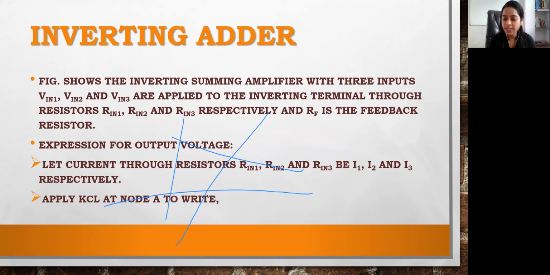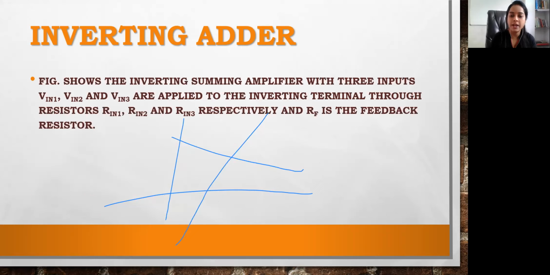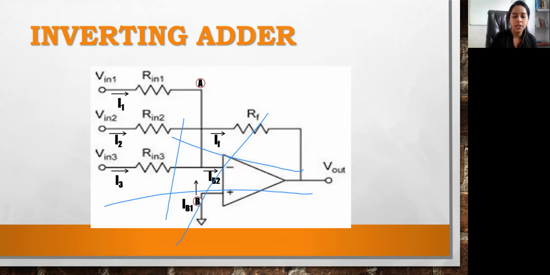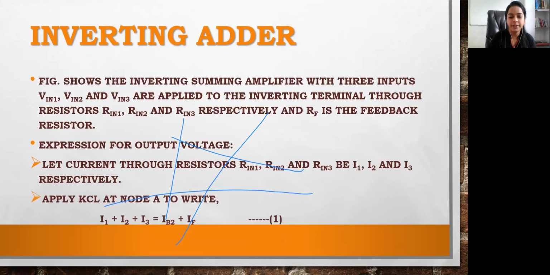Now we have applied KCL, Kirchhoff's current law, at the node A. We can write the equation as I1 plus I2 plus I3 is equal to IB2 plus IF. Just have a look at this node. This is node A, and we have applied Kirchhoff's current law. What we have written is I1 plus I2 plus I3 is equal to IB2 plus IF. So this is how we have applied Kirchhoff's current law at node A.